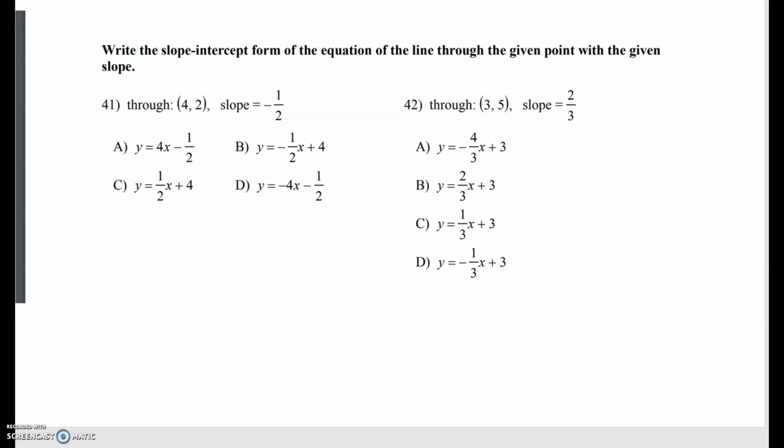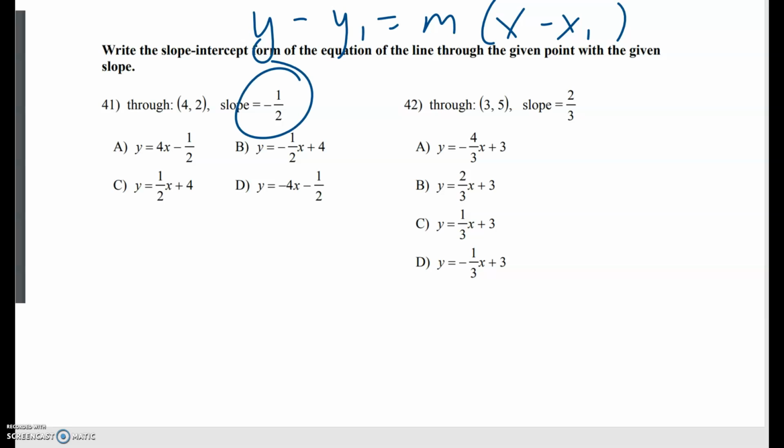All right, on these problems, what they want you to do is write the equation of a line when given a point and a slope. Remember, the point-slope formula is y minus y1 equals m times x minus x1. So before you even do these problems, guys, you know the slope has to be -1/2. So you know it can't be this one.